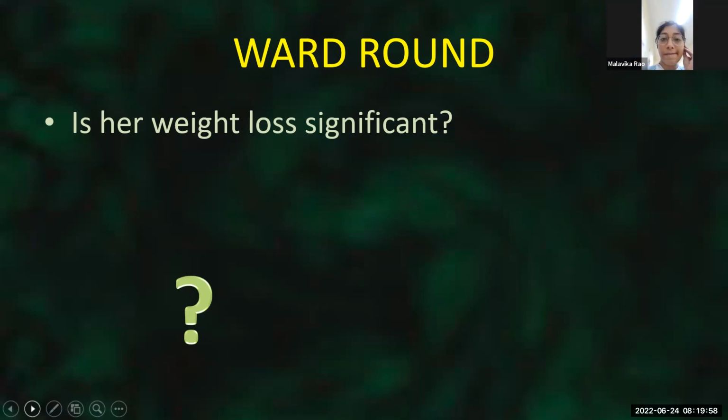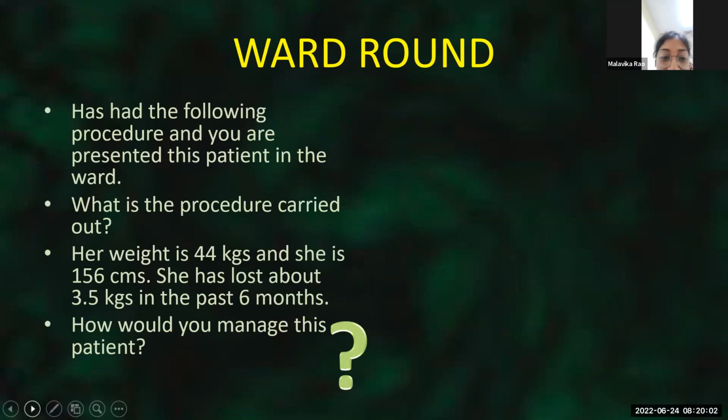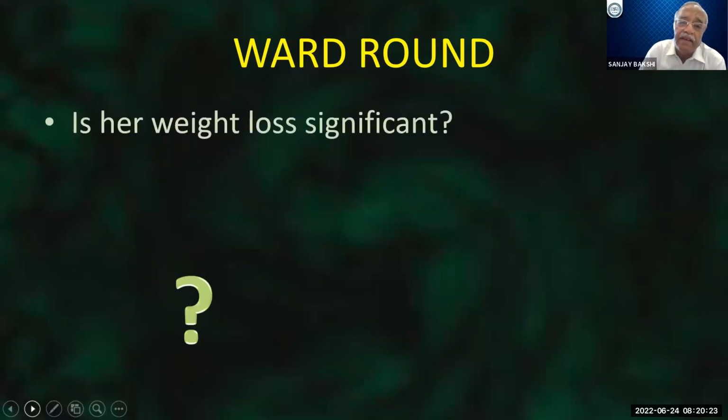What is her BMI? 44 kilograms, 156 centimeters. What is her BMI? I'll have to calculate that. So how do you calculate? Just tell me how you calculate. Weight in kilos divided by height in meters squared. Right. Let me help you out with the numbers. Her BMI is 18.1.